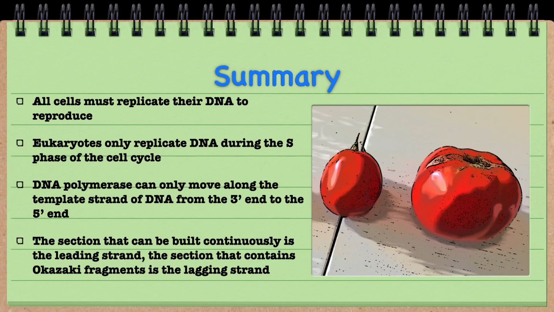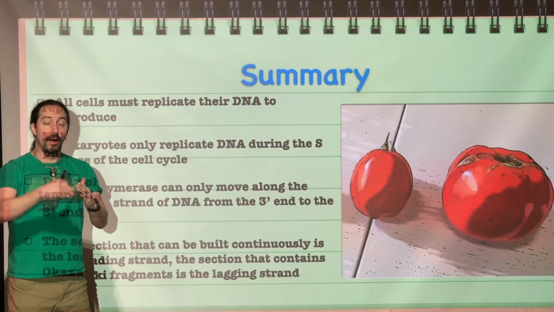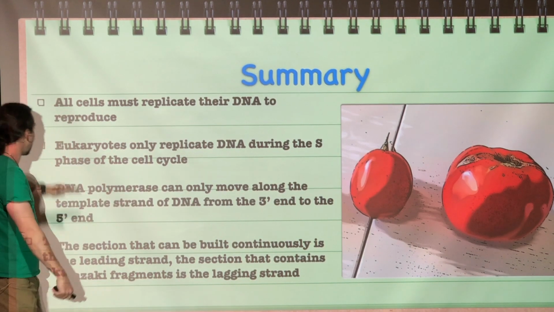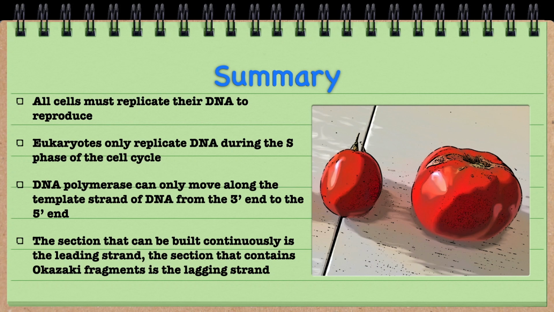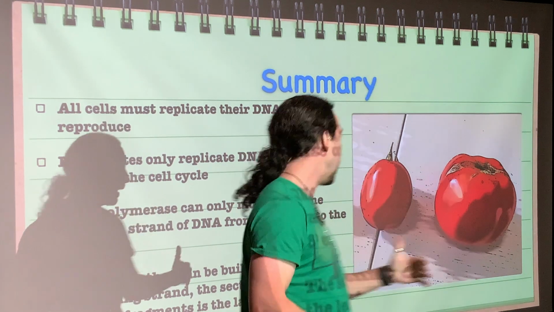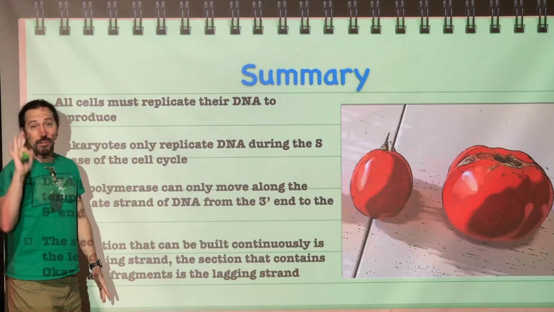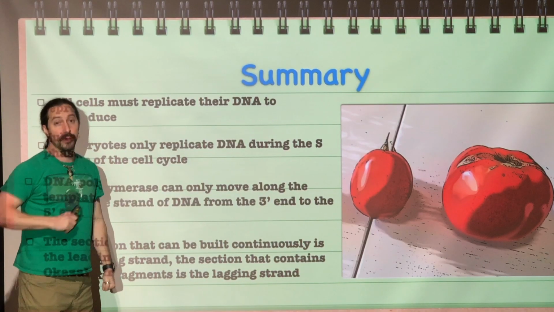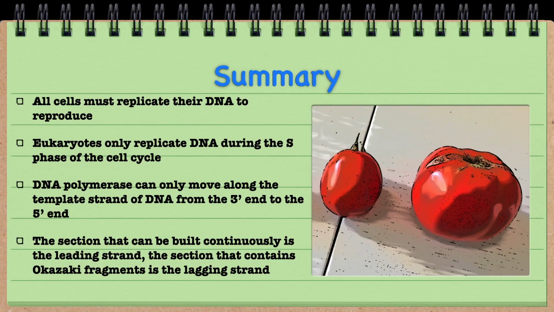So in summary of all this, all cells, they have to replicate their DNA. And that process is always going to follow some very specific steps. The eukaryotes are only going to ever replicate their DNA in the S phase. In the synthesis phase of the cell cycle is when eukaryotes replicate their DNA. The DNA polymerase, it can only move in that 3' to 5' direction. It cannot move in any other way along the DNA strand.